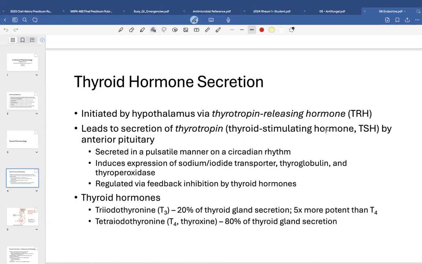Okay. As for the thyroid hormone itself, it consists of 2 different products, T3 and T4. T3 accounts for about 20% of the secretion from the thyroid gland, but it's a much more potent version. Triiodothyronine is about 5 times more potent. And then T4 is what we normally measure in the body when we are doing thyroid assays. It accounts for about 80% of the thyroid gland secretion, and it is the product that we use most commonly in pharmaceuticals.